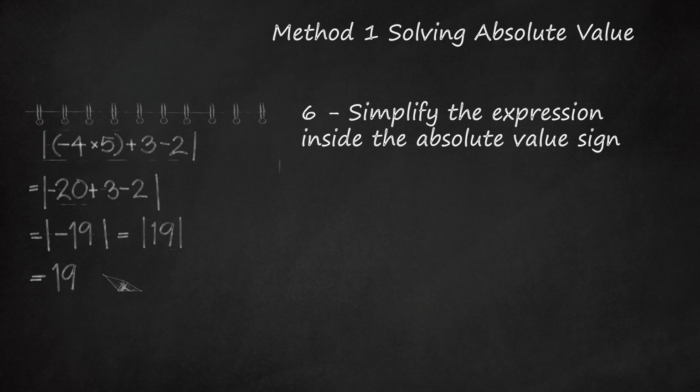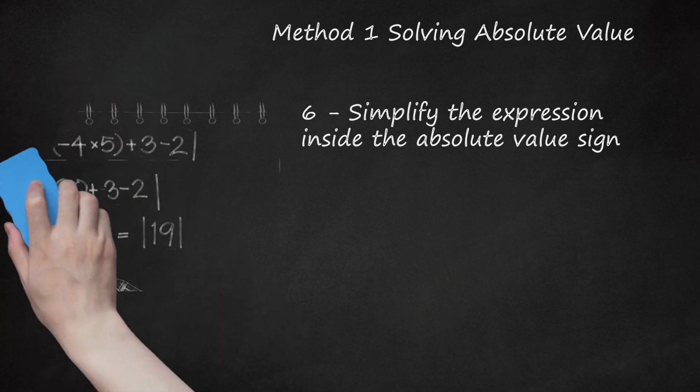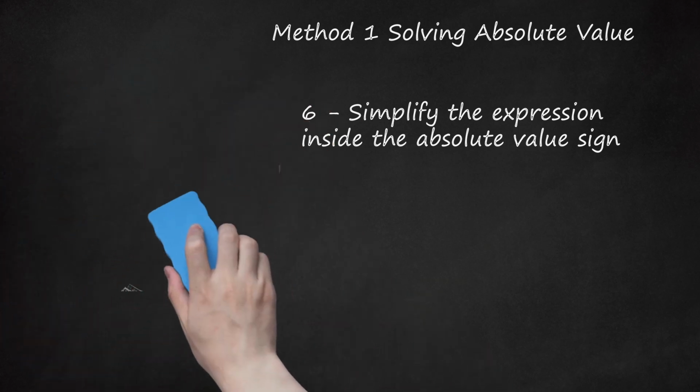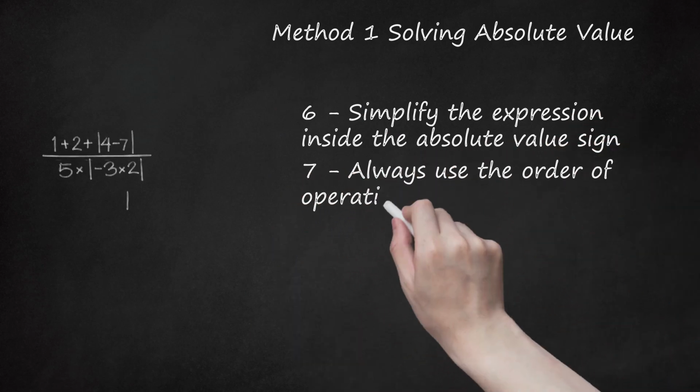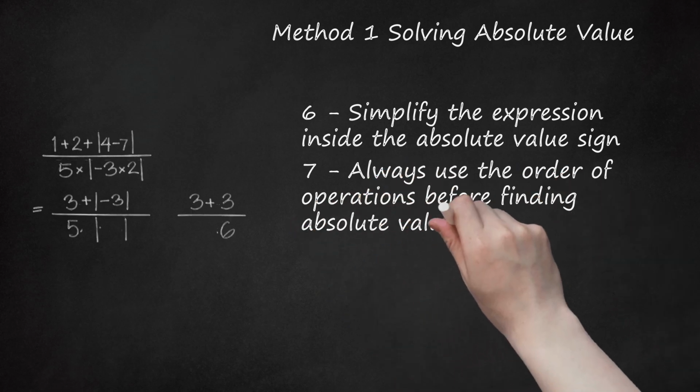Problem, |-4(5) + 3 - 2|. Simplify inside parentheses, |-20 + 3 - 2|. Add and subtract, |-26|. Make everything inside the absolute value positive, |26|. Final answer, 26.